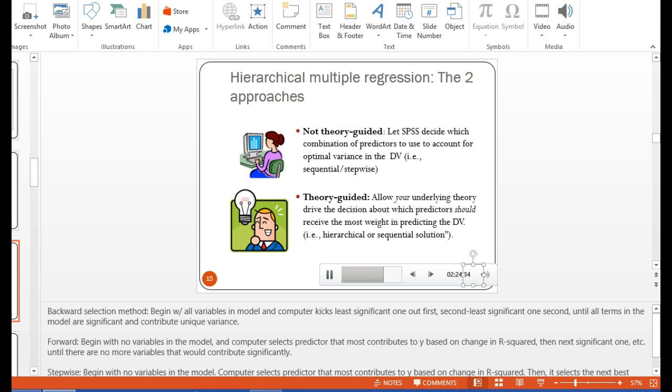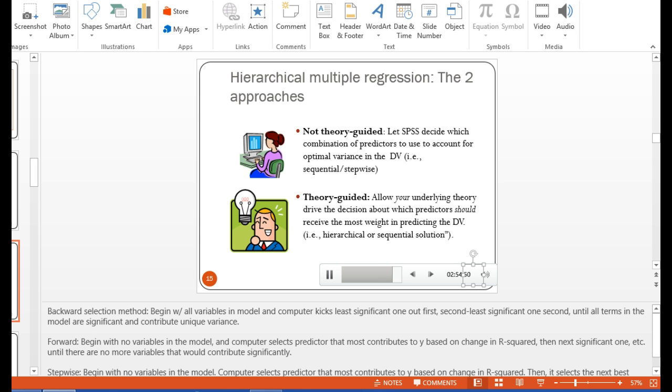The second way is theory-guided, where you are the one deciding, and your underlying theory drives the decision about which predictors to enter in which sequence. You, as the researcher, decide which one matters the most, and you enter that one into the last block. So this is the hierarchical method where you are deciding rather than the computer.